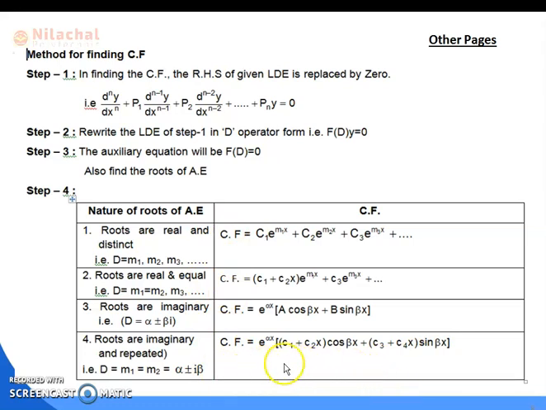Clear? Then in our next class, we will study different questions: how you can solve the homogeneous differential equation.